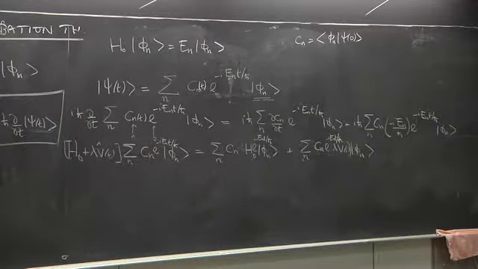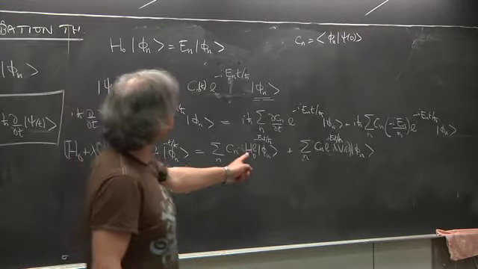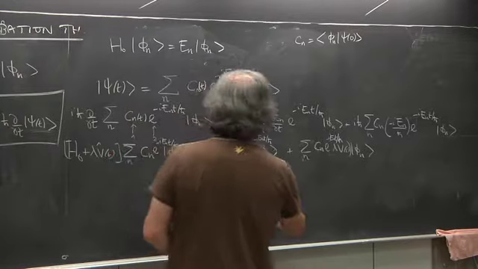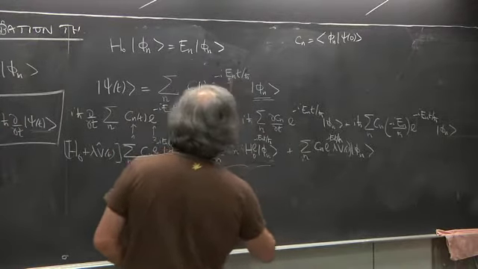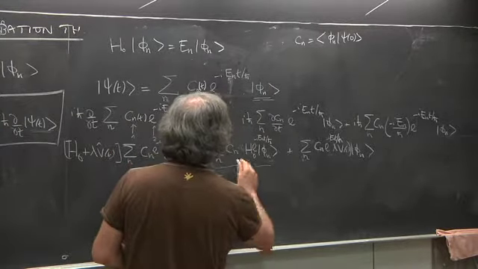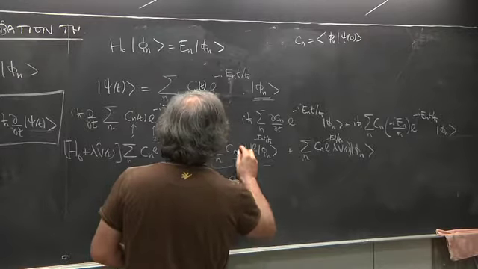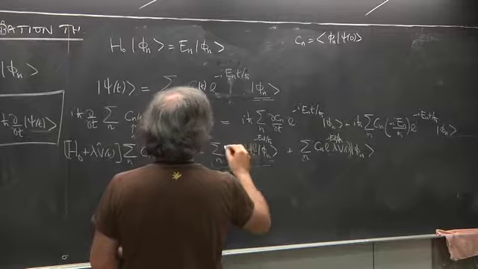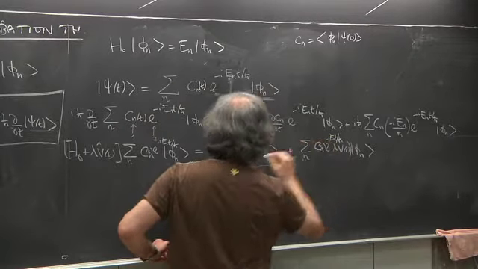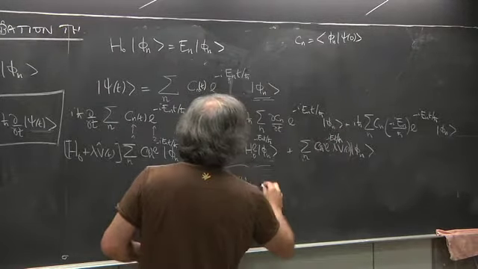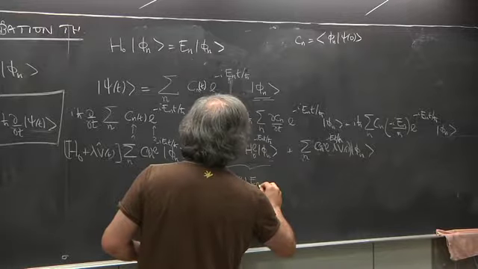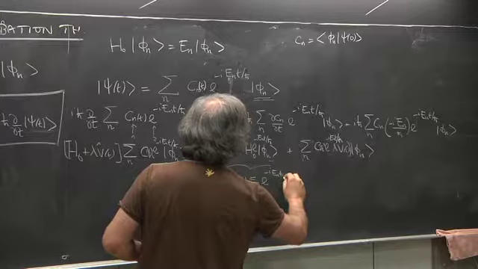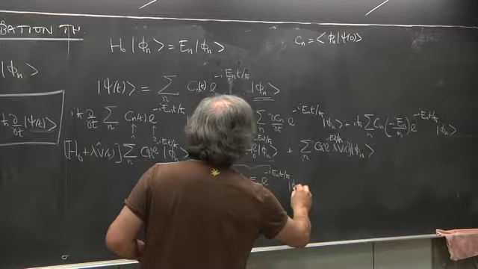Okay. Now, the first piece is very simple. H0 phi n is simply equal to, so let me rewrite this. This is equal to the sum over n, Cn. This is a Cn of t, obviously, but I'm shortening it. Cn of t. Then I have En. Then I have e to the minus i En t over h bar. And then I have phi n.